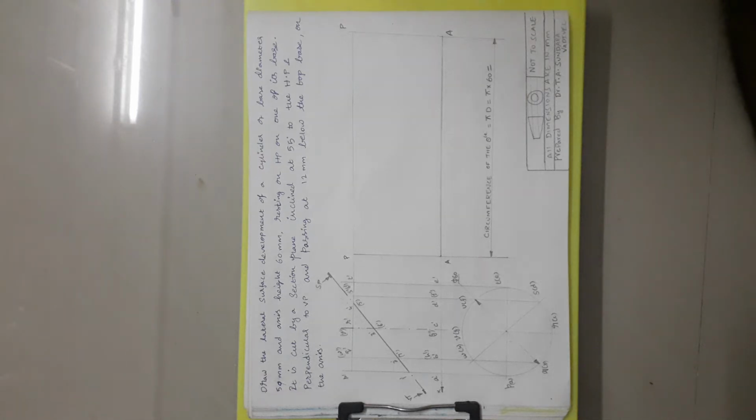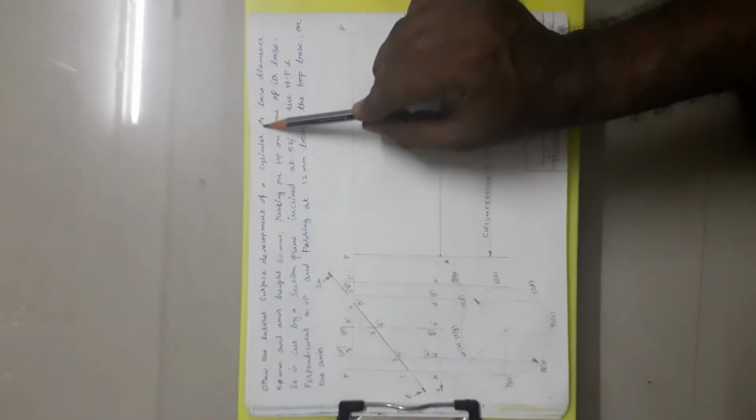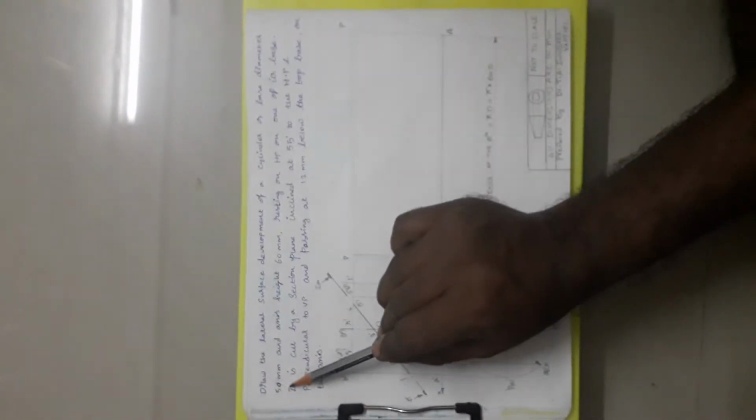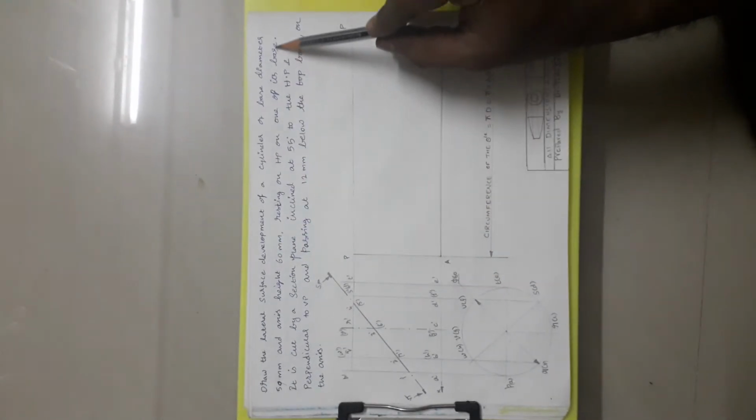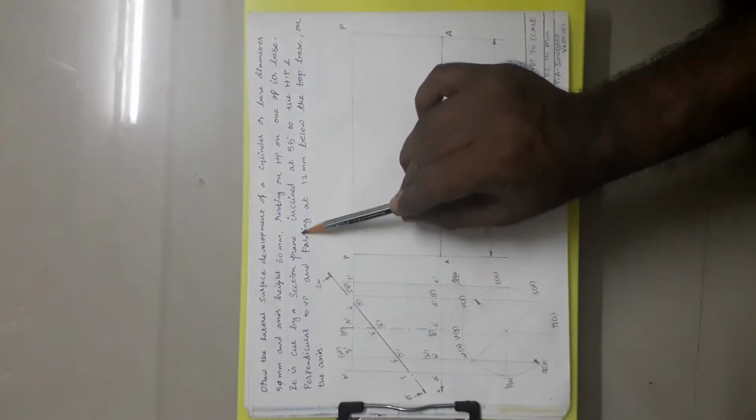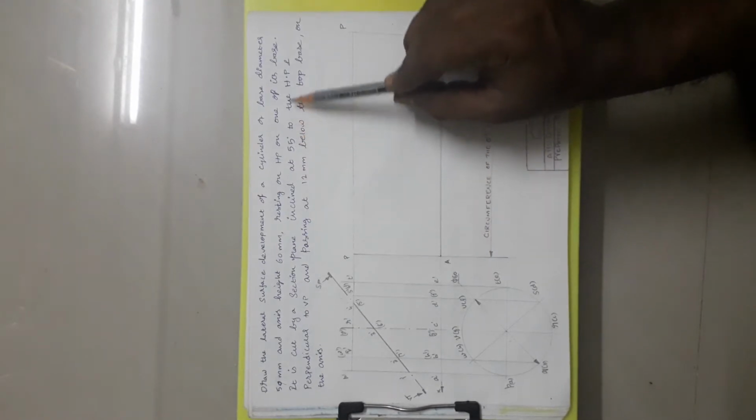Okay, good morning. I am Dr. Sundar Vadivel. In this lecture, we are going to see the lateral surface development of a cylinder of base diameter 50 mm and axis height 60 mm, resting on HP on one of its base. It is cut by a section plane inclined at 55 degrees to HP.